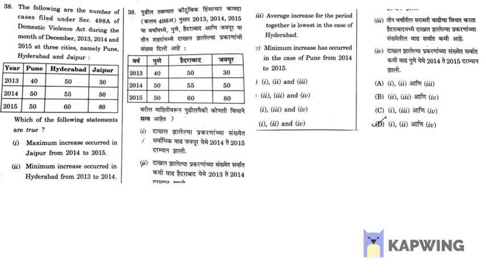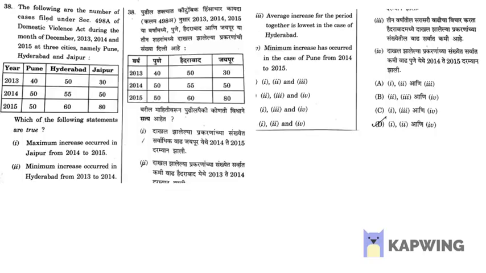A rough look at the data will give us an idea that yes, it's true, because if you calculate percentage-wise it is more, and number-wise also Jaipur has more increase, because it has increased to around 250 to 260% of the initial year, that is 2013. So yes, it has the maximum increase. Now the next statement: minimum increase occurred in Hyderabad from 2013 to 14. That's true, because the total increase is just around 10 to 12%, and in other cases it is more than that. So statement 2 also is correct.